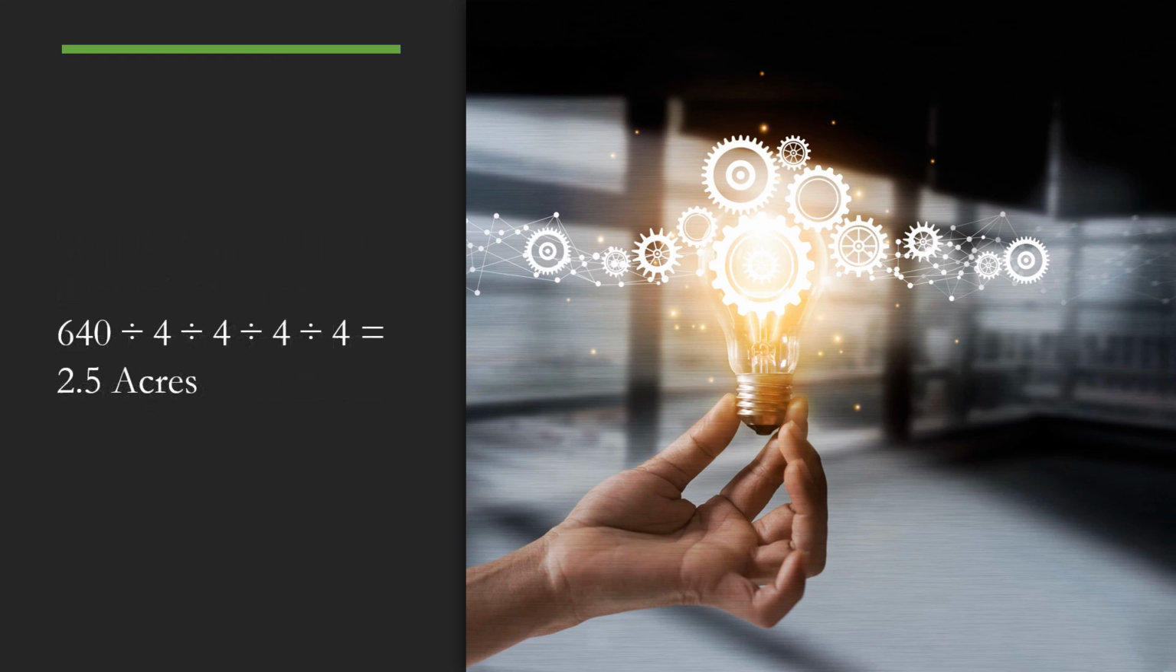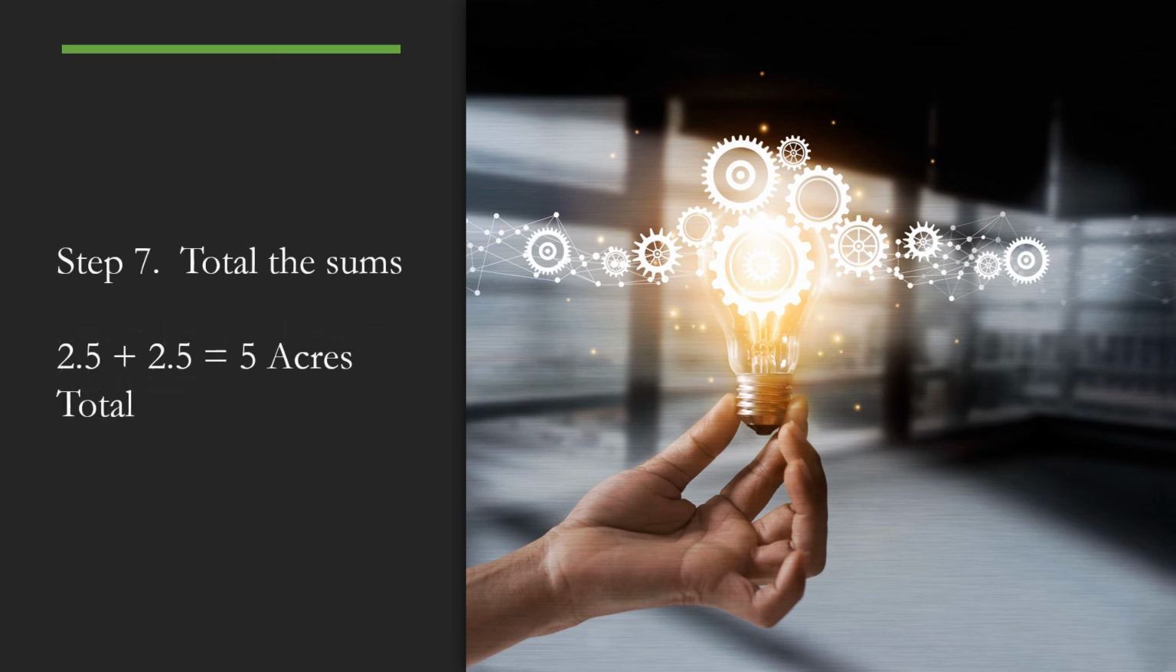640 divided by 4, divided by 4, divided by 4, divided by 4, again gives us 2.5, representing 2.5 acres. The same number that we had before, because we are showing the same exact denominators, but we do have two separate answers of 2.5. Our seventh and final step then is to total the sums. So we take our 2.5 and we add the other 2.5 to give us a total of 5 acres.